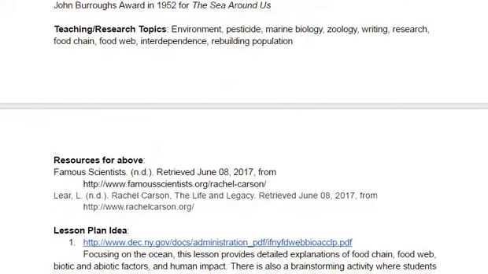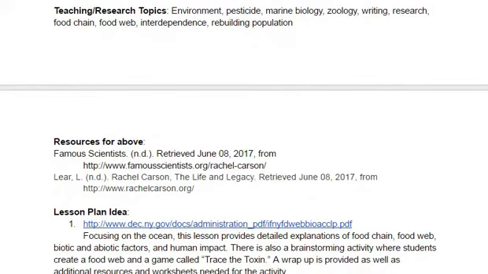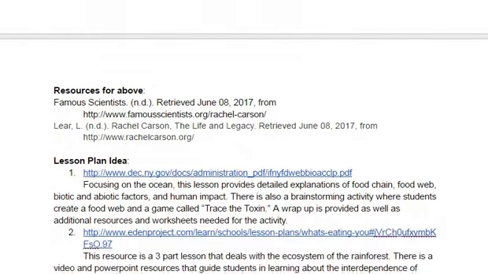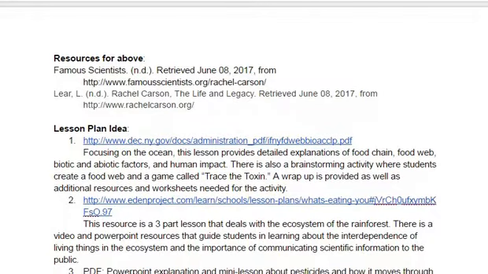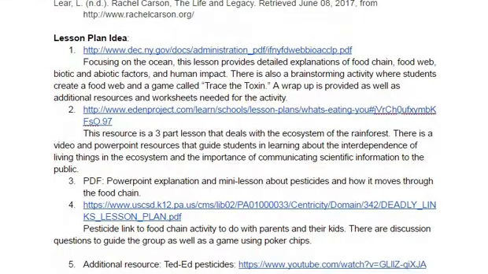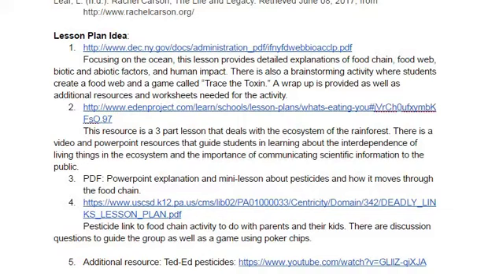It was honestly hard to limit this to only one page about her because I got really into it. I put some resources where I found information about her and lesson plan ideas. Most of these have to do with the food chain or food web, which we dealt with last semester. These are really good resources if I taught this.